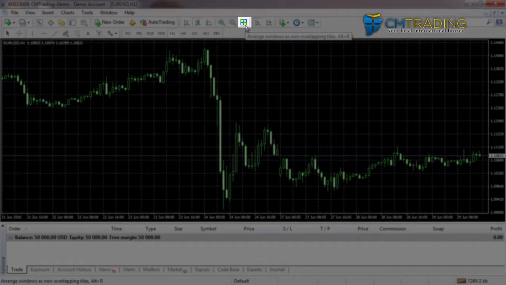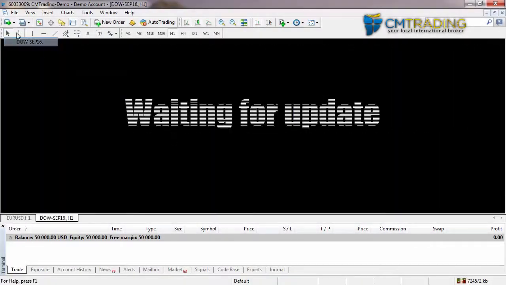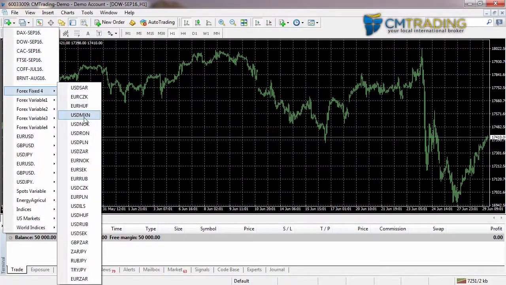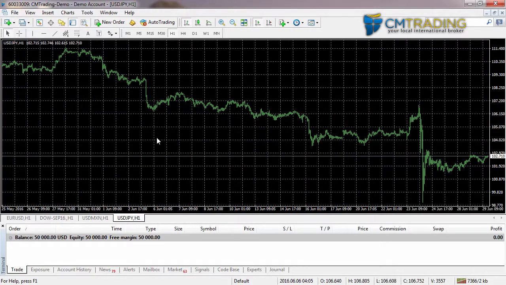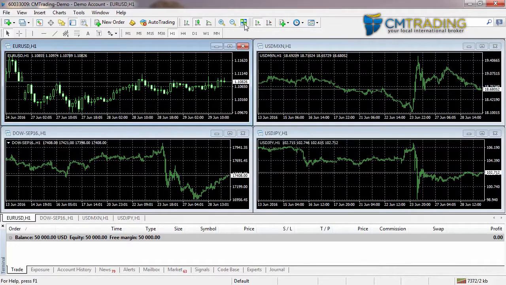Moving along, we have an option here to arrange windows, and this is if you have multiple charts loaded up. Just going to add some as an example. If you have multiple charts loaded up, you can go ahead and click on this button and it will sort them like this so you can see everything at a glance. For now, we're not going to be using that, so I'm going to close them.